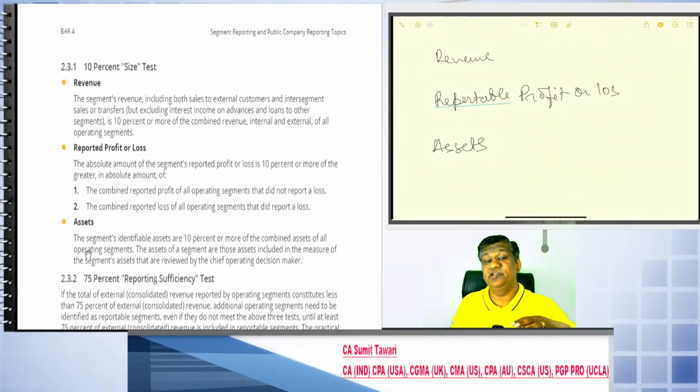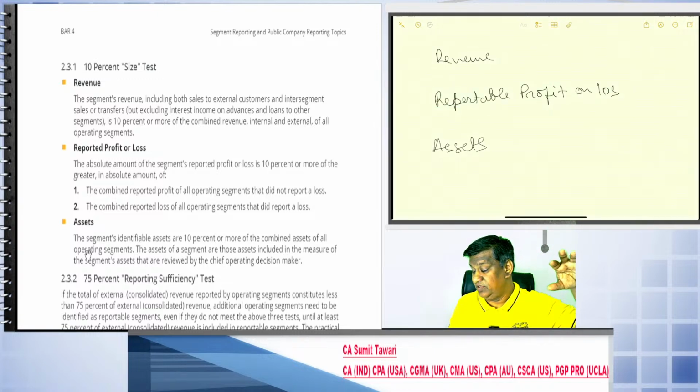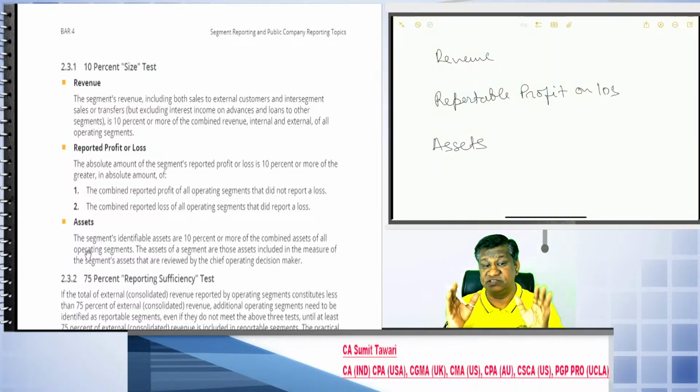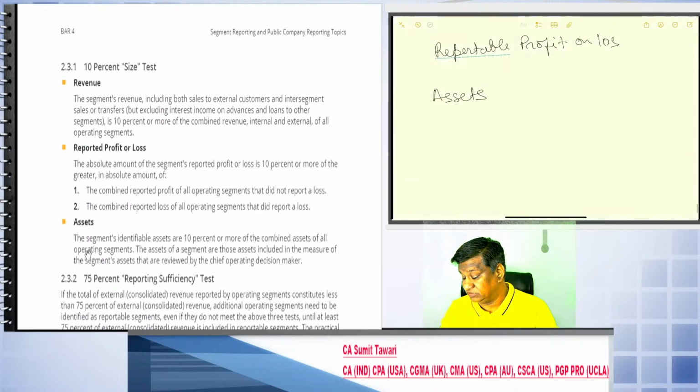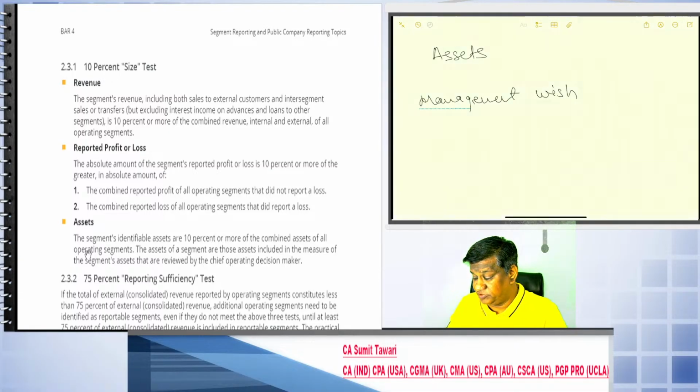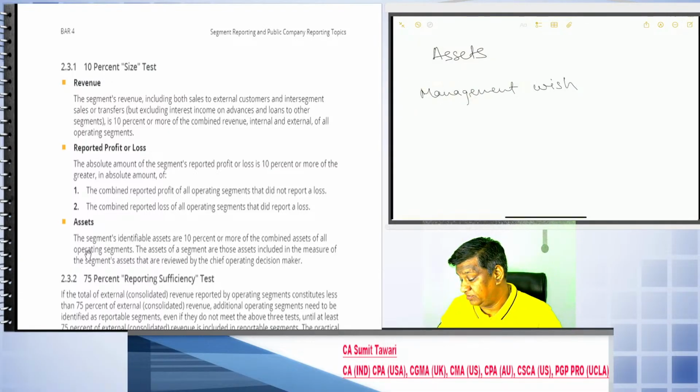So first, what we need to do is see what the management is going to see. If the management has 3 divisions, then you need to consider those 3 divisions as reportable segments. This is the first criterion: they monitor the profitability with 3 segments.